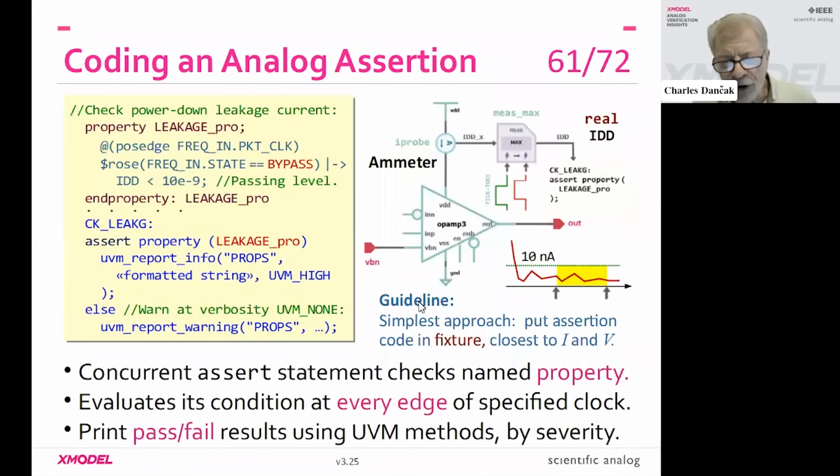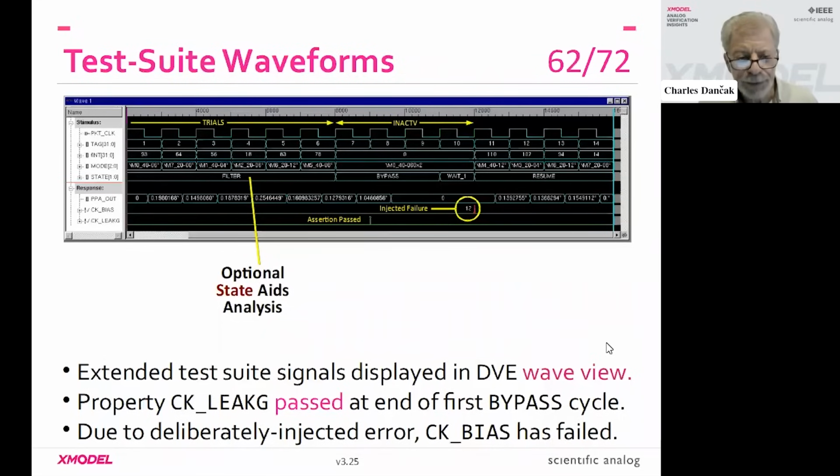Guideline: where to put this assertion code. You can put it in different places, but perhaps the simplest approach is to stick it in the fixture, where you have easy access to currents and voltages. And you've got over 100 XMODEL primitives to make more sophisticated checks, crossing levels, threshold values.